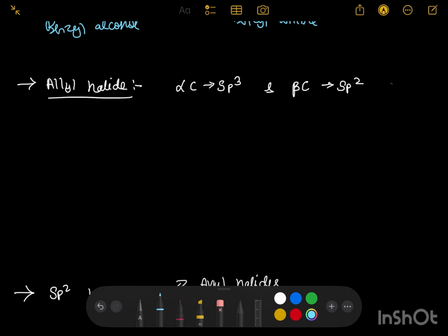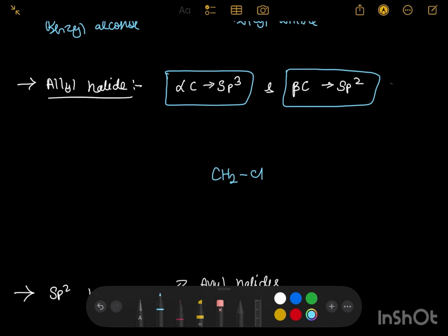Now moving to allylic halide. Allylic halides are halides where the alpha carbon is sp3 hybridized and the beta carbon is sp2 hybridized. Just think for a second, what does it mean? It means that there's a double bond somewhere, there's a single bond somewhere, and there's a halogen group. Alright? So, for example, I have this CH2Cl. This is my alpha carbon. It's supposed to be sp3 hybridized. It is sp3 hybridized, right?